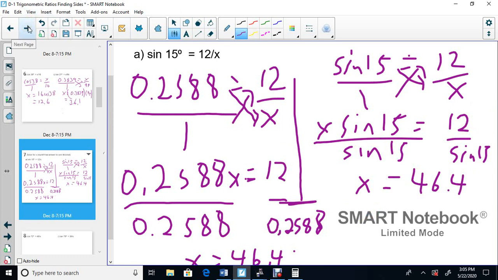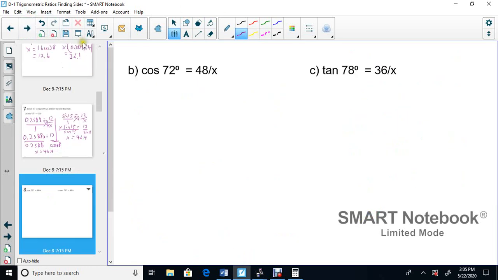I'd like you to try the next two. You can pause the video and try it. I will do the first one with the second method, and the second one with the first method, okay? So hopefully you've paused it and tried it. So now I will do it.